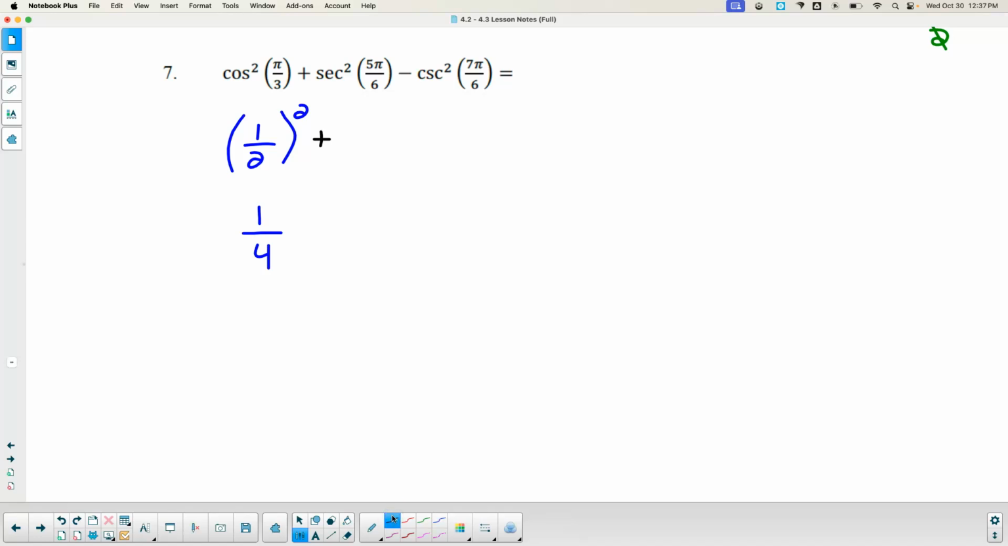Secant squared of 5 pi over 6 is the secant at 5 pi over 6 squared. What is the secant at 5 pi over 6? Secant is what again? 1 over x. So I take the x value and I flip it. So the x value flipped is going to be negative 2 over the square root of 3. And I square that. Right? What's negative 2 squared? 4. What's the square root of 3 squared? 3.